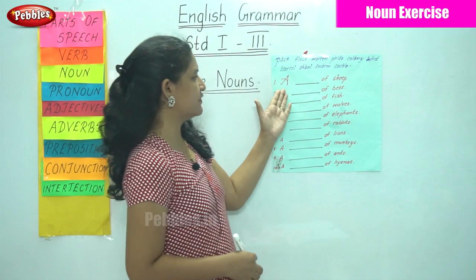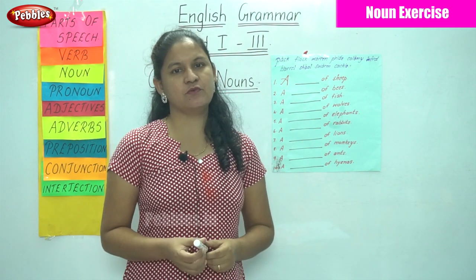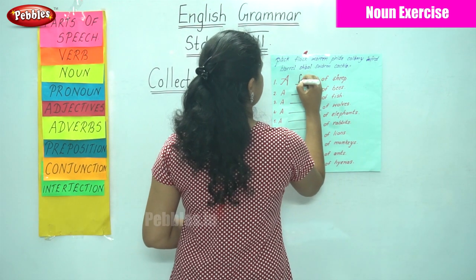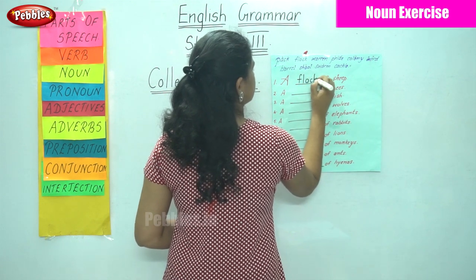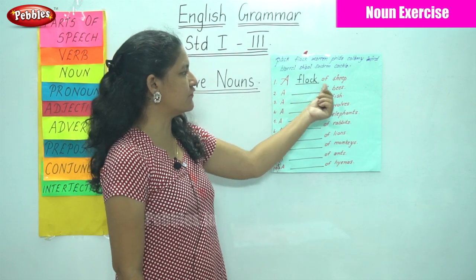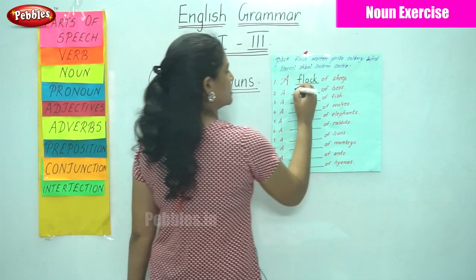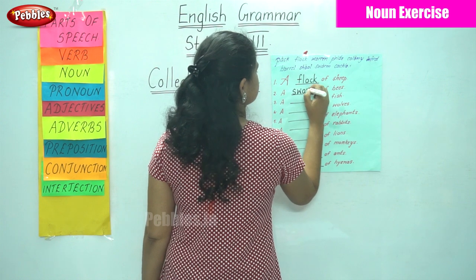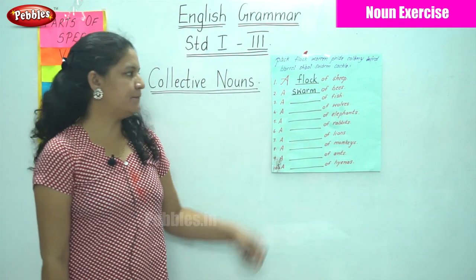So the first sentence we have a dash of sheep. So when it comes to sheep, we always say a flock of sheep. So we use the collective noun flock, a flock of sheep. The next sentence we have a dash of bees. So we use the collective noun swarm. We say a swarm of bees, a swarm of bees.